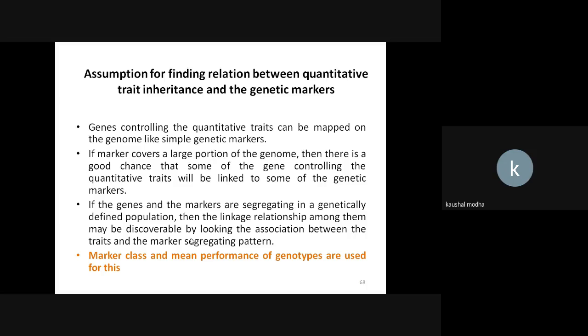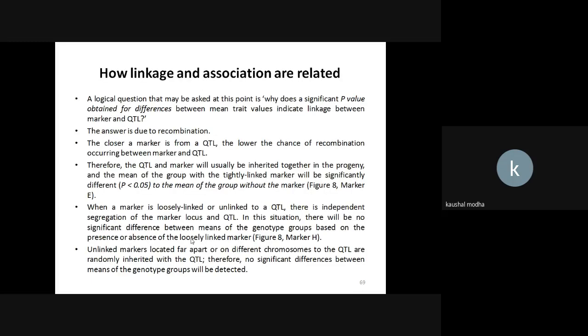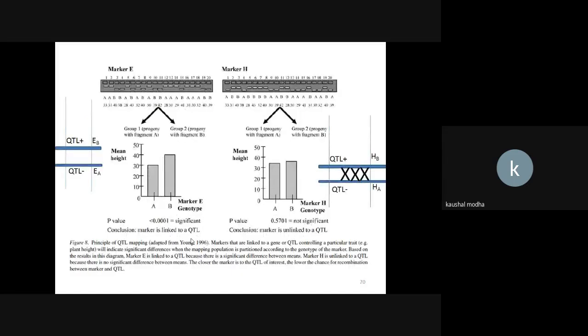If these genes and markers are segregating, if they are farther apart, then you will not see this kind of association. That means the positive allele of the QTL has equal chance to be present with any allele of the marker, and the negative allele of the QTL also has equal chances. So I'm talking about independent assortment. If there is independent assortment, you will not find this relationship. So utilizing this logic, this is how marker profile and phenotypic data are used to establish linkage.